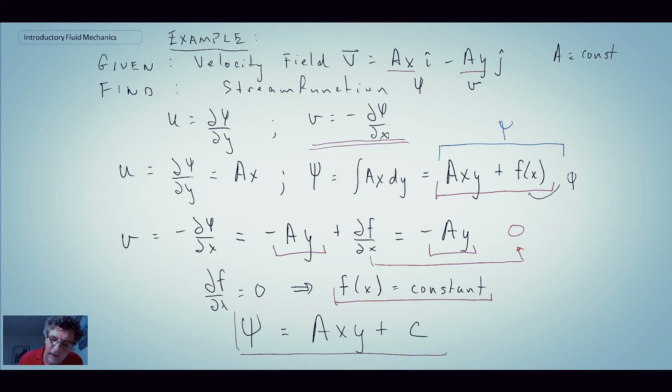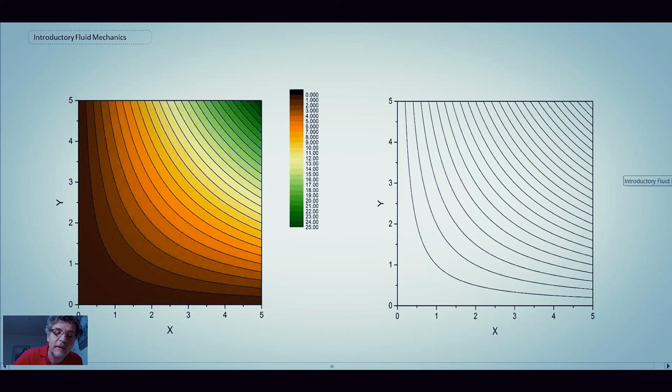So what we can do is take this and put it into a contour plot, and I'll show you the result. I'll compute this for the case of a equals 1, and I'm going to assign that arbitrary constant equal to 0. It doesn't really matter, it's just going to shift the streamlines one way or another. But when we do that, we will see it on the next slide here. Here we go, on the left we have a color contour map, and on the right we have a contour without the colors.